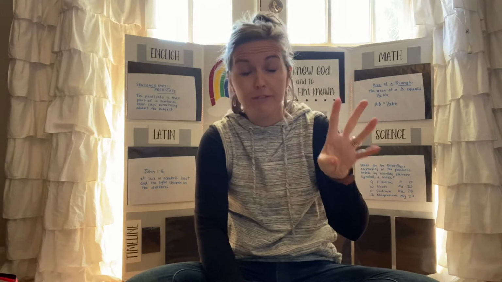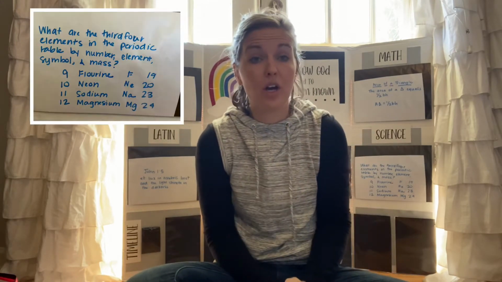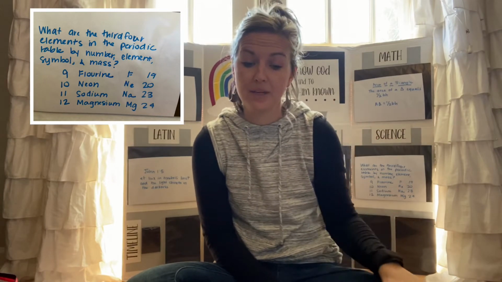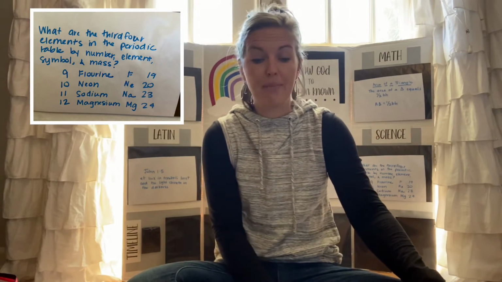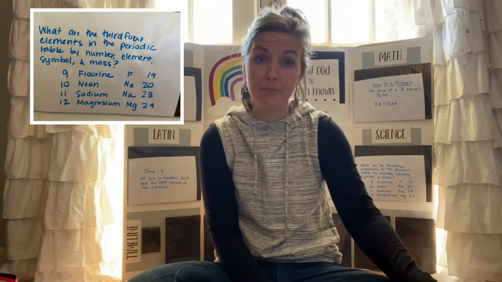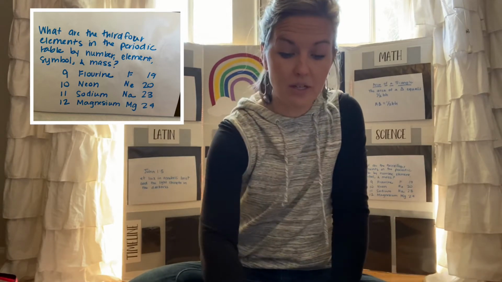Okay, this week in science, we are learning about the third four elements in the periodic table. So our question is, what are the third four elements in the periodic table by number, element, symbol, and mass? So our first one we have is fluorine. You might have heard that word at the dentist before. The number is 9, the symbol is F, and the mass is 19.